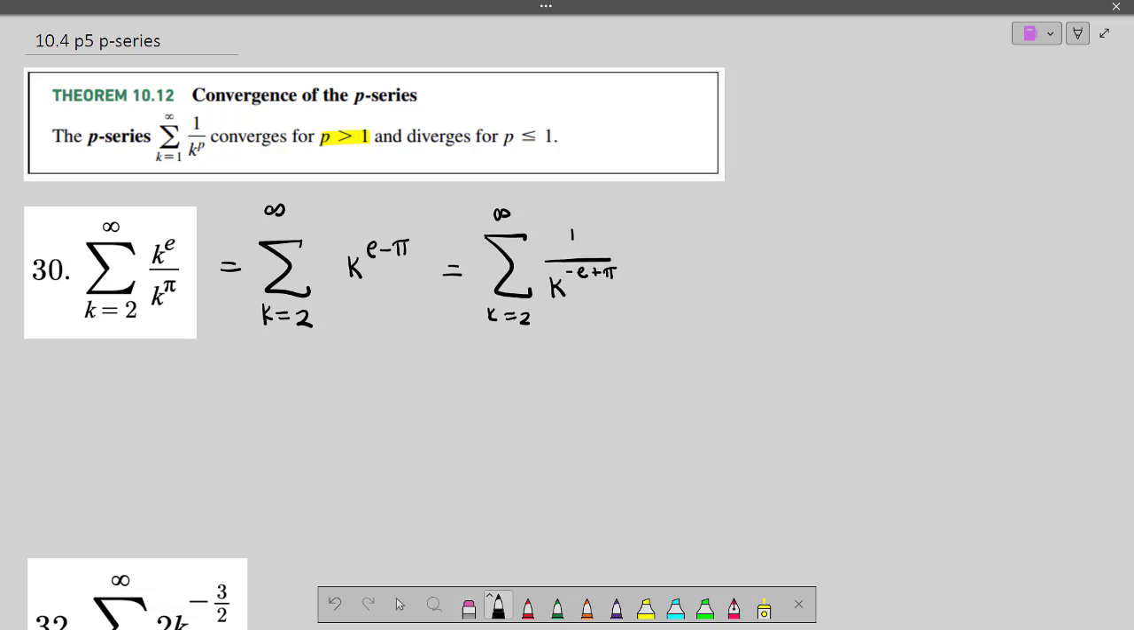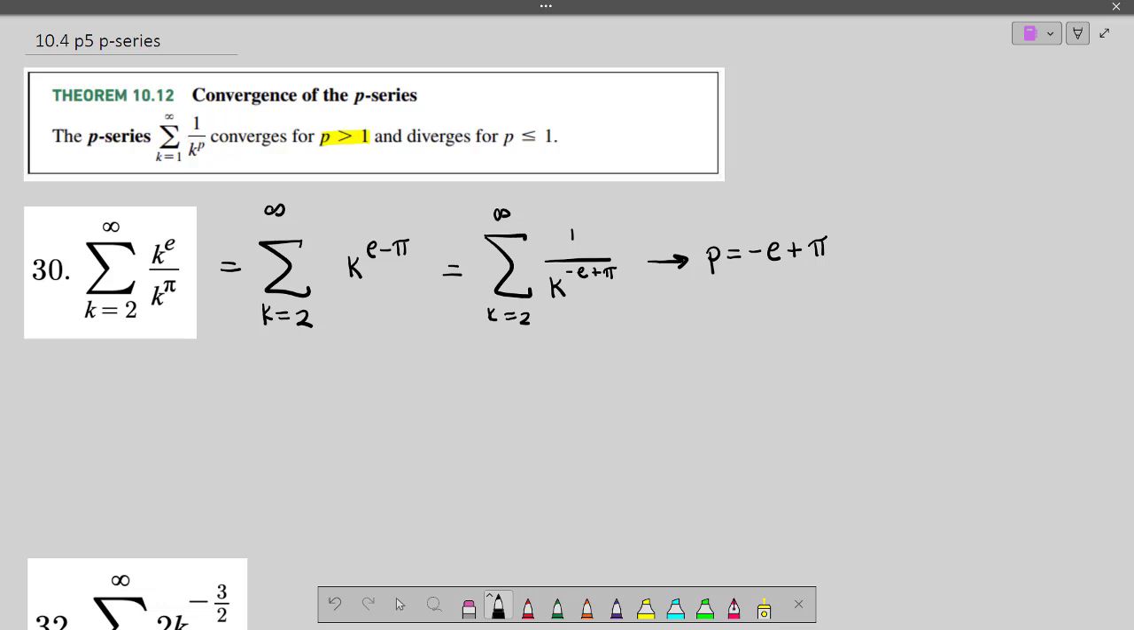Now it's in the form of a p-series. A p-series is 1 over k to the p all the time. So now we can identify p. Here's what I need to see on the exam. You need to identify p. This is how I know you know it's a p-series. You identify p, and now you compare it to 1.